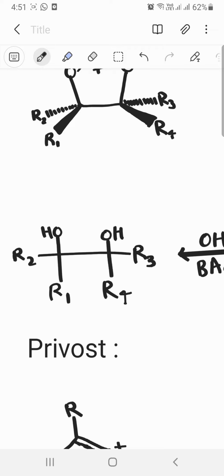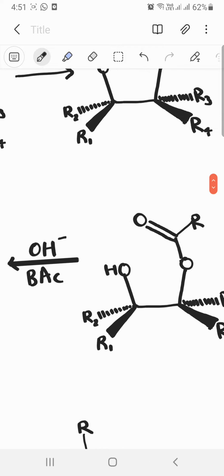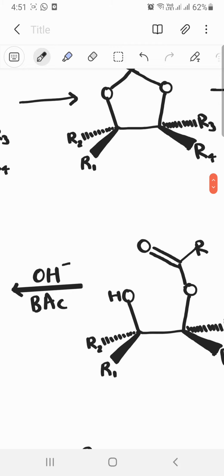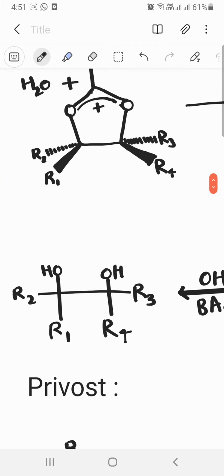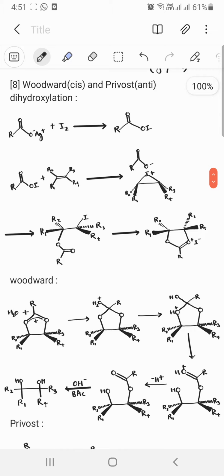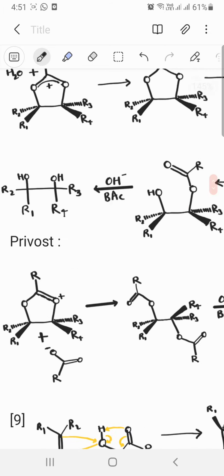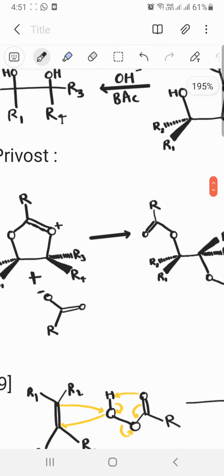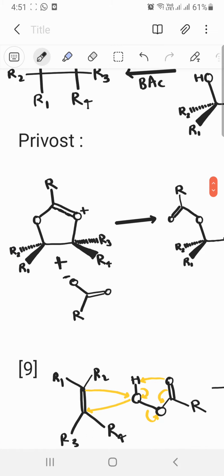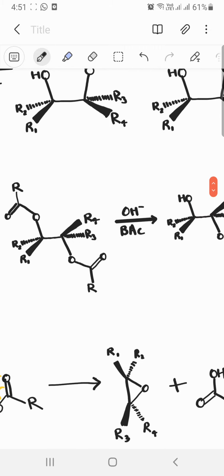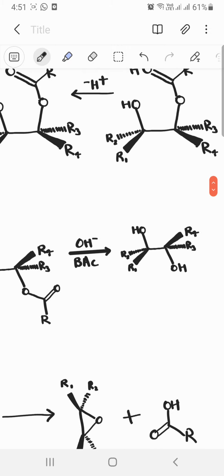Okay, that will give us this thing. Fine. So notice it's not like SN2 that OH minus just comes over there and takes it out. No, it is a different mechanism, and that's why this stereochemistry is syn. So Woodward is syn dihydroxylation and Prevost is anti. So in Prevost, what happens is that after this is formed, this guy just does SN2 directly, right? So directly SN2, and that gives us this thing. And then after that you use OH minus to do BAC, and it gives that thing.